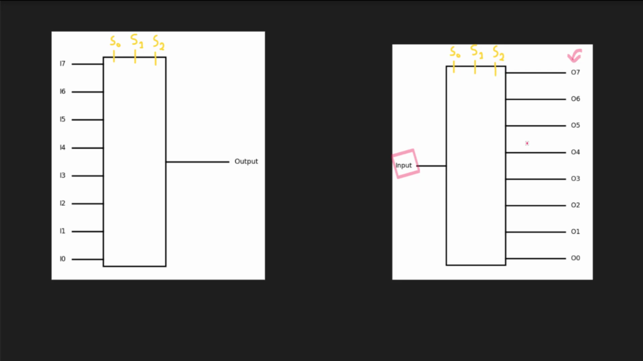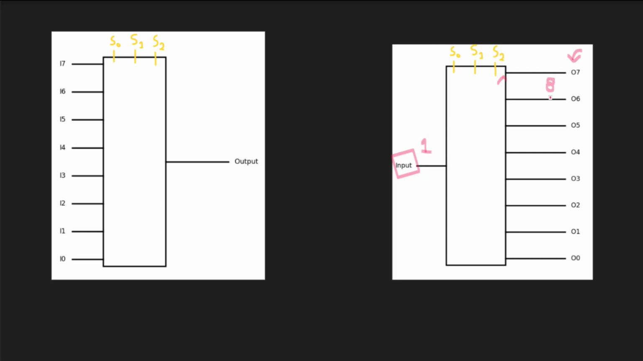A demultiplexer does exactly the opposite of what a multiplexer does. It takes in one input and then distributes that over multiple output lines. So in this case, it would distribute it over 8 output lines.